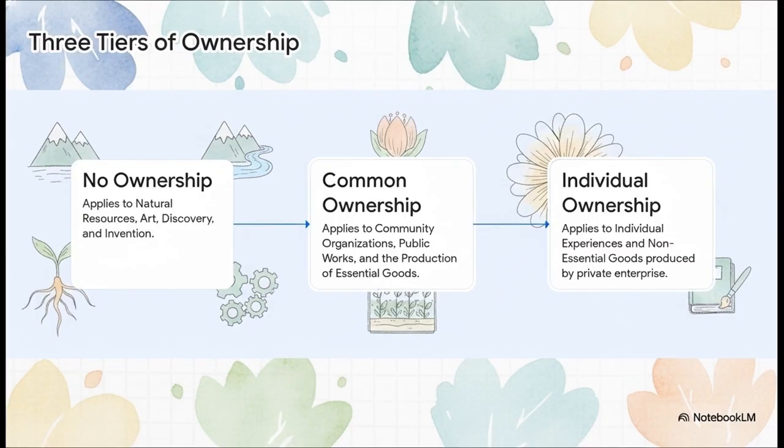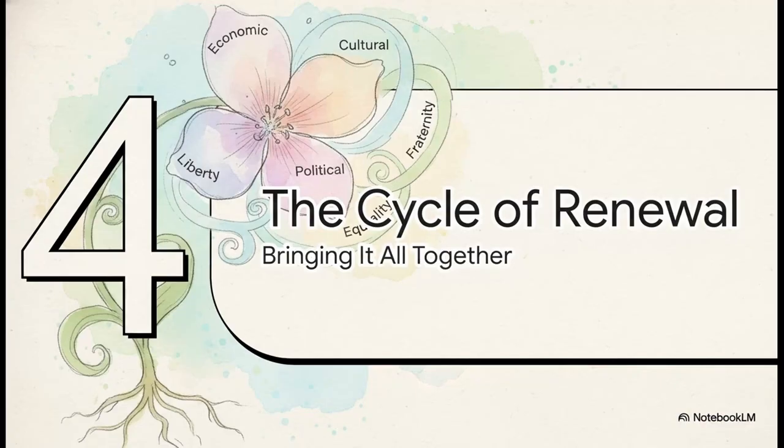And then third, individual ownership applies to your personal experiences and non-essential goods, the kind of stuff created through private enterprise. Okay, so now let's bring it all back to our flower. We're going to see how these three rays, driven by those three sentiments and guided by this new ownership model, all work together in one complete regenerative cycle of social renewal.